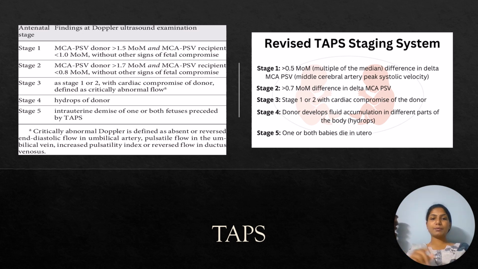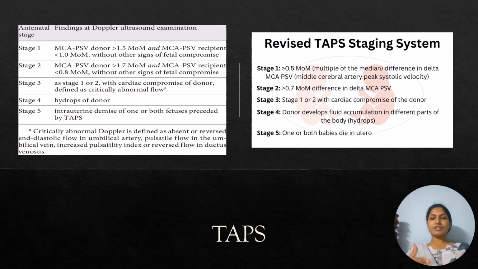In stage 2, it is more than 1.7 MoM in the donor twin and less than 0.8 in the recipient twin. In stage 3, there is critically abnormal Doppler. In stage 4, there is hydrops of the donor. In stage 5, there might be demise of one or both twins. But this classification or staging was revised by the TAPS Society of Fetal Medicine Association, and they said that instead of defining based on the MCA-PSV of both twins, the difference of both MCA-PSV is more important, and this helps in prognostication.